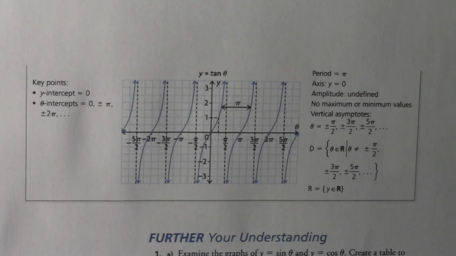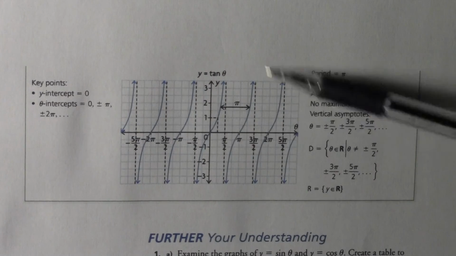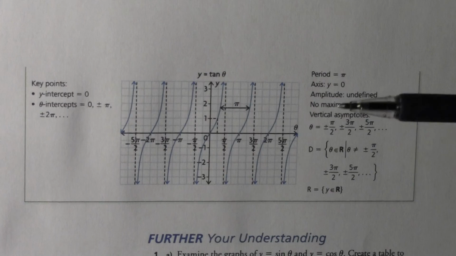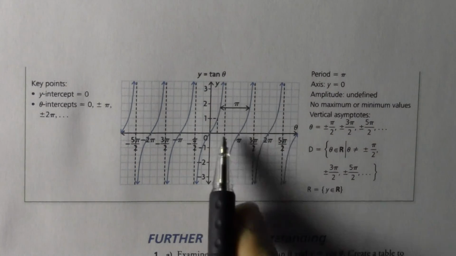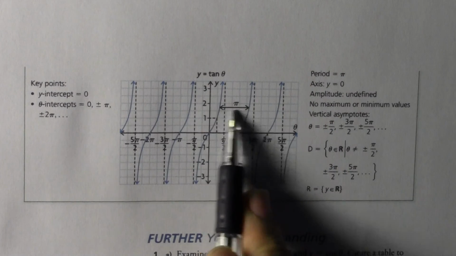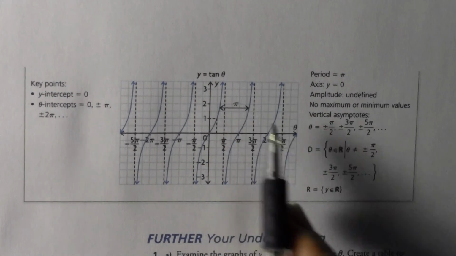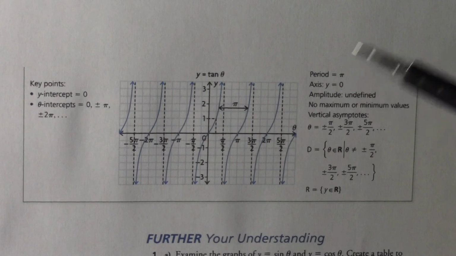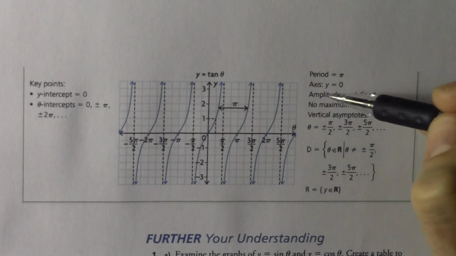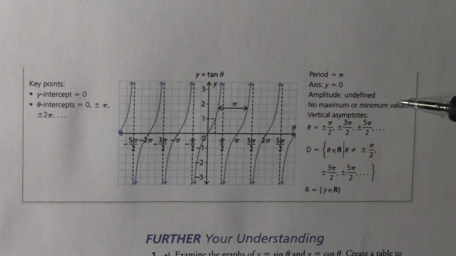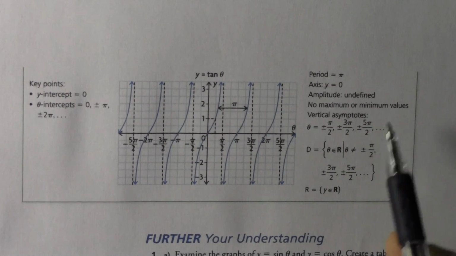Finally, our new graph looks very complicated when we look at this many periods of it. But we should understand it a little bit more now. You can see that the period is only pi, so it's going from one point to the exact same point. The distance is pi. The axis is y equals 0, so that's just the center. Amplitude is undefined because it's infinite here. There's no max or minimum value, and the vertical asymptotes are here.